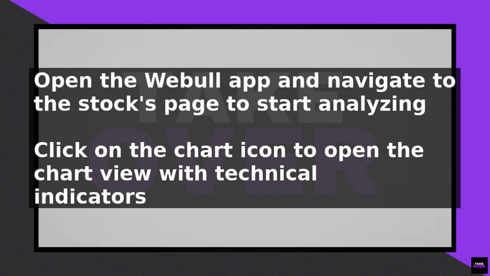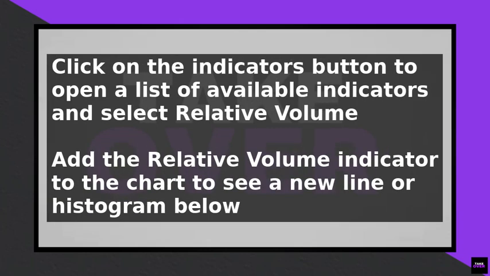Once you have added the relative volume indicator to your chart, you will see a new line or histogram below the main chart. This line or histogram represents the relative volume of the stock. A value above 1 indicates that the current trading volume is higher than the average trading volume, while a value below 1 indicates that the current trading volume is lower than the average trading volume.